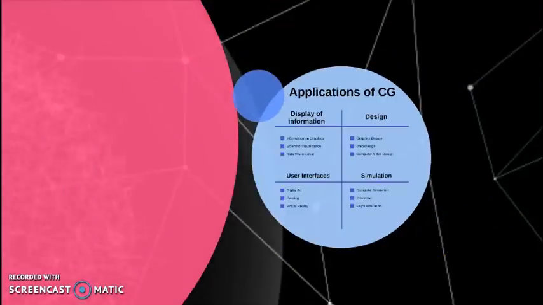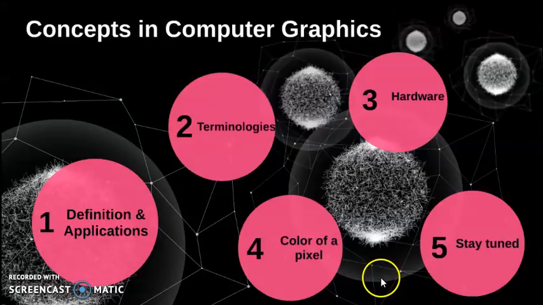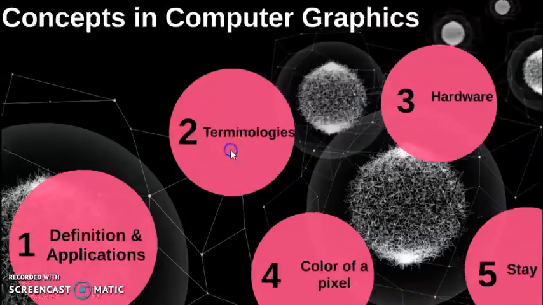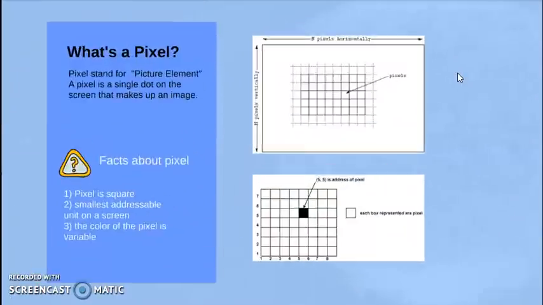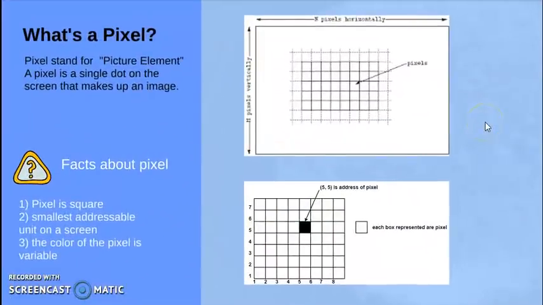Okay, so the next thing that we will be moving on to is basic terminologies in computer graphics. We start with a basic terminology, and that is nothing but what's a pixel. A pixel stands for picture element. So the full form is picture element, and a pixel is a single dot on a screen that makes up an image.